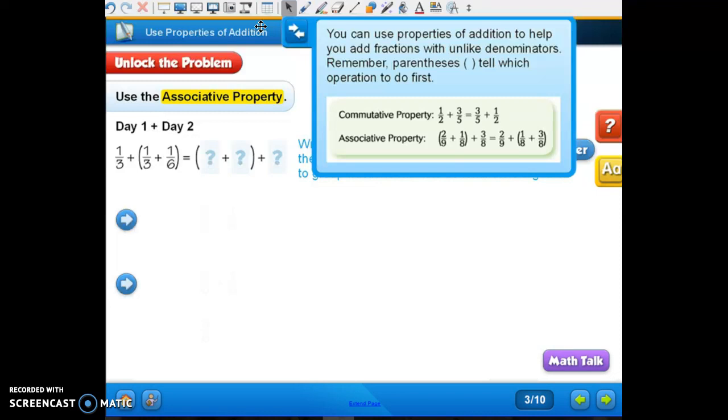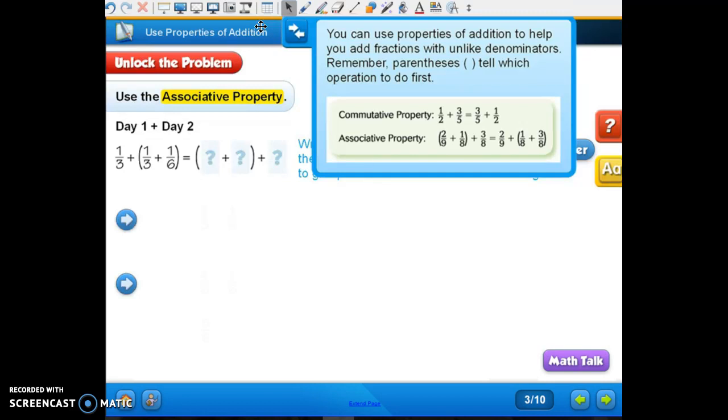Remember, parentheses tell which operations to do first. So here, if you look at this, they gave you 1/2 plus 3/5 equals 3/5 plus 1/2. Okay, that's the commutative property, right? We just switch the numbers around. Here we did the associative property. We have 2/9, 1/8, and 3/8.